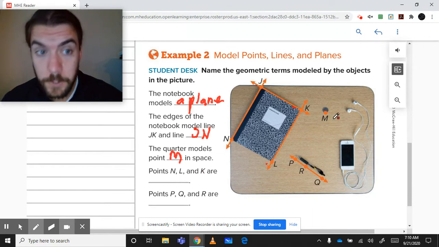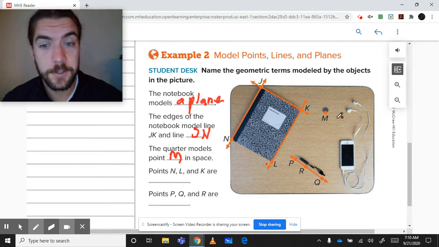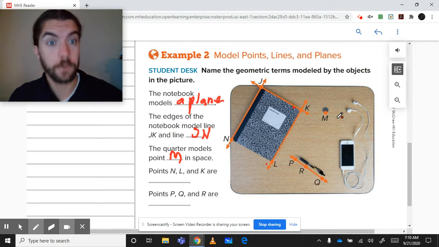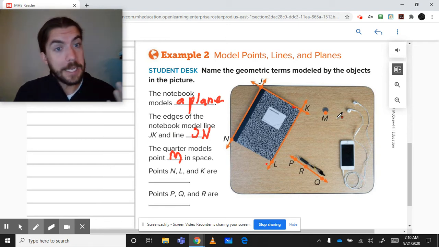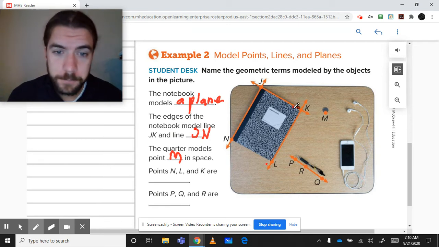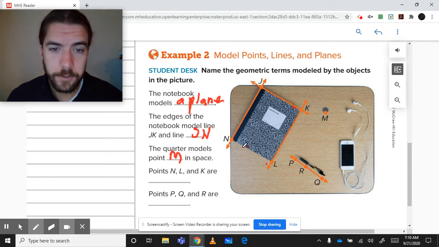Now, if you zoomed in on that quarter, if you were like an ant, you might see things differently. You might say, oh, this is a big flat object I can walk around on. This models a plane pretty well. So it kind of depends on your perspective on things.